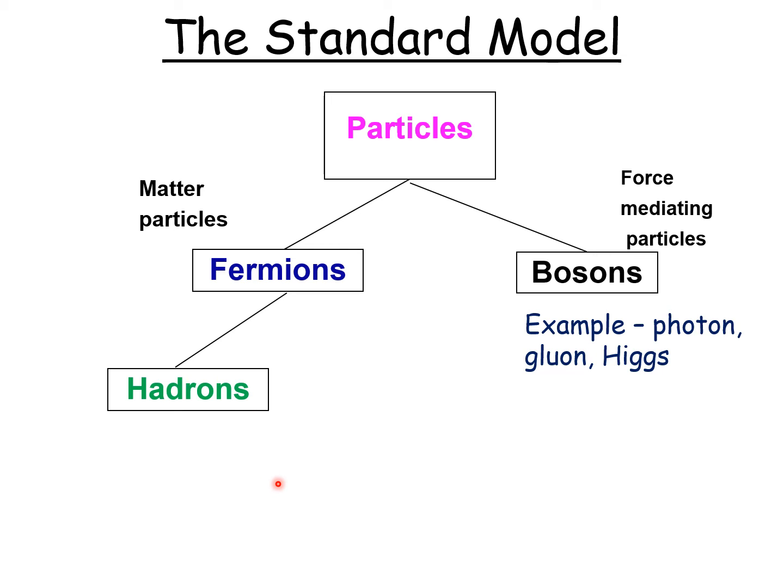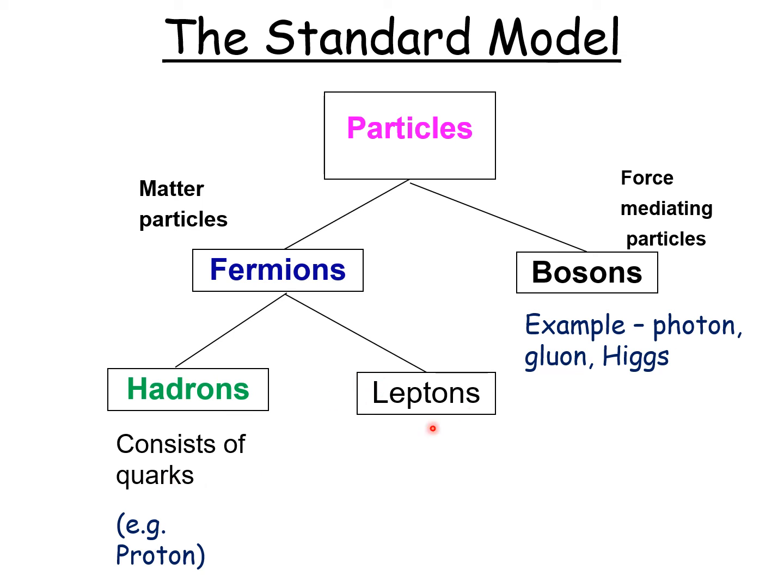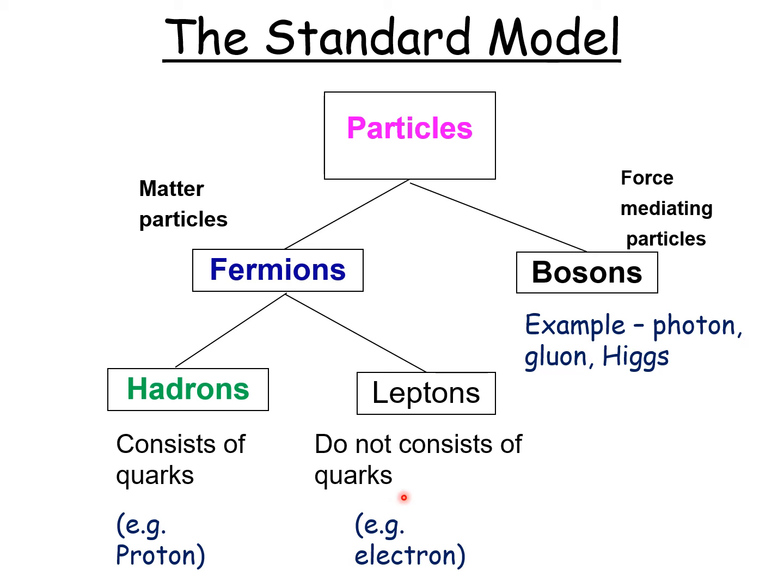Fermions can then further be divided into a group of particles called hadrons. And hadrons themselves consist of quarks, e.g. protons. And the other group of particles are called leptons, which do not consist of quarks, and these are called electrons, and there are other types as well.